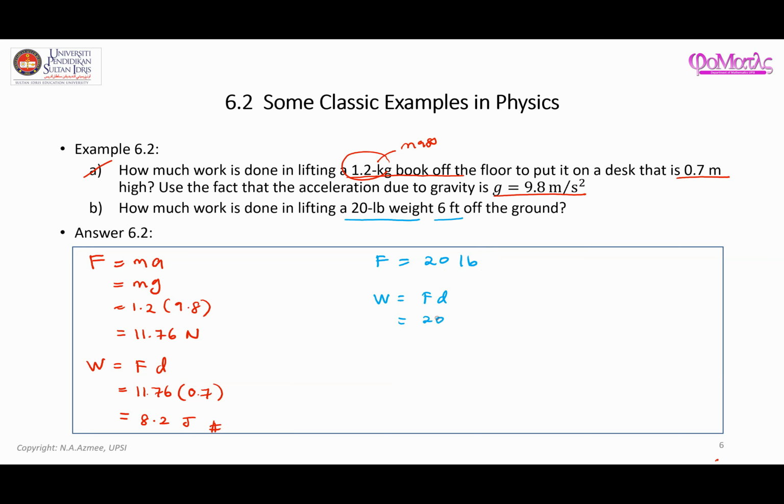So 20 pounds times 6 feet. So the distance is 6 feet. The unit is feet, therefore this becomes 120 foot-pound. So the unit is foot-pound. Okay.